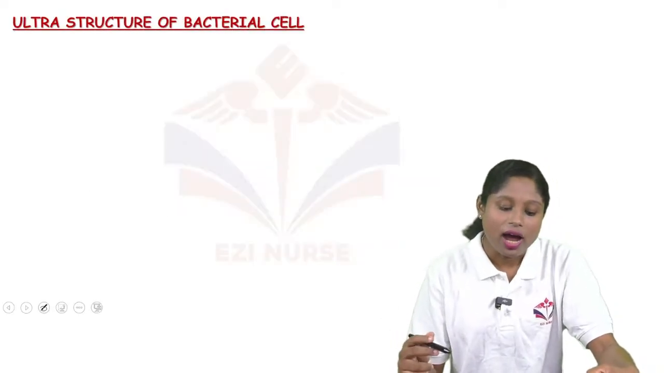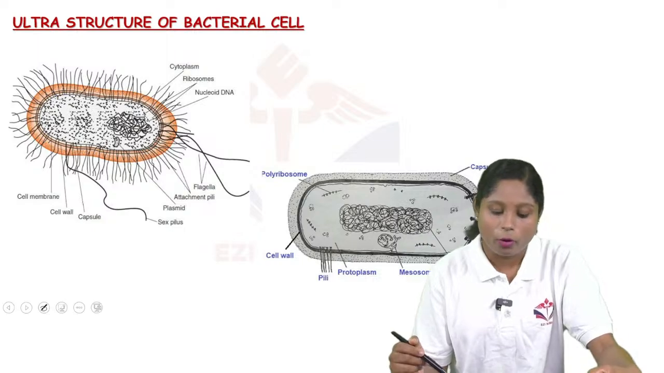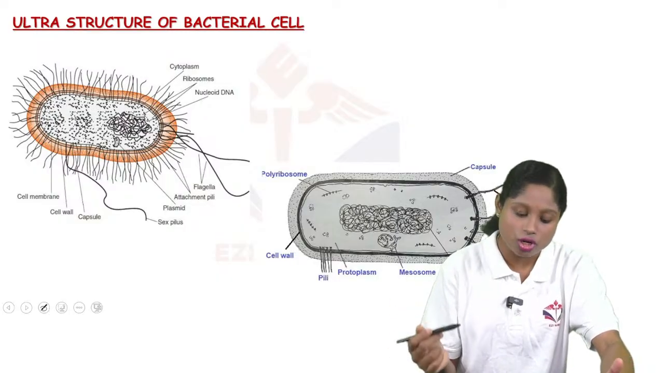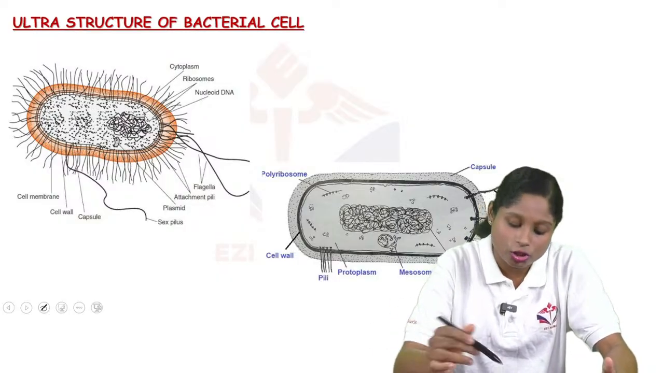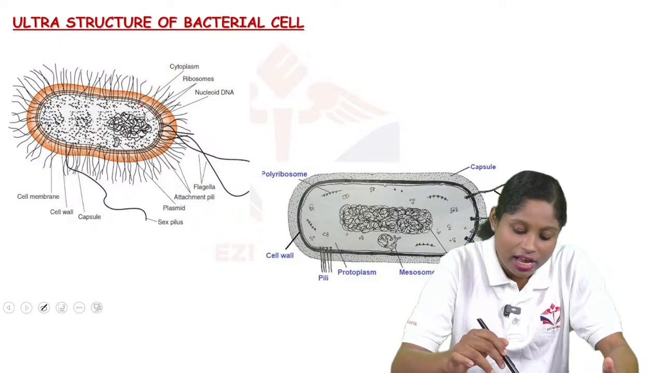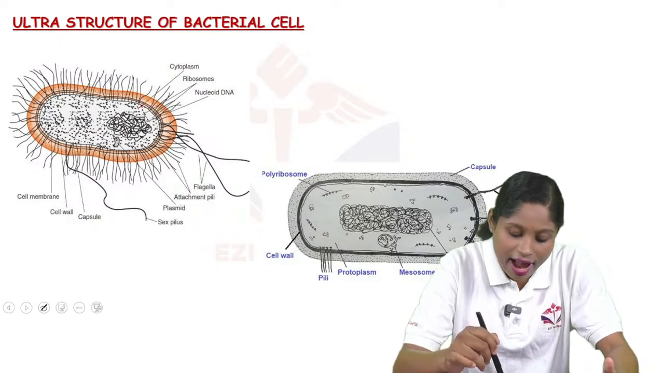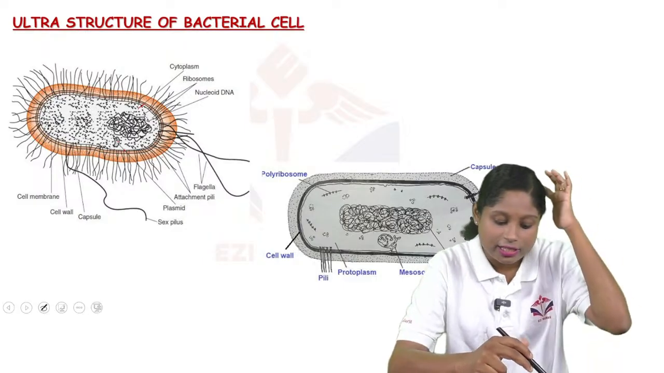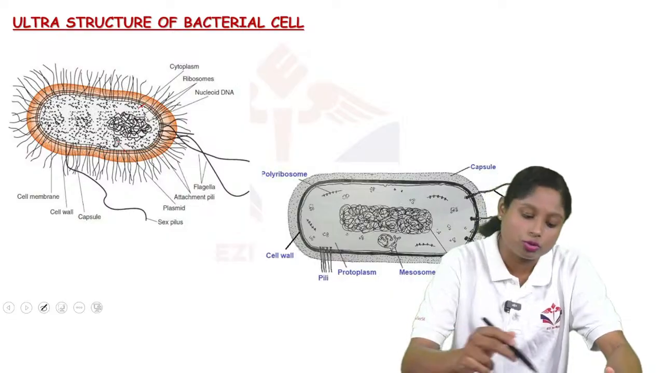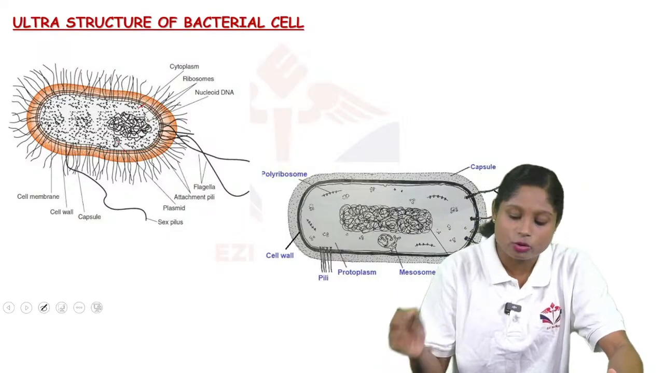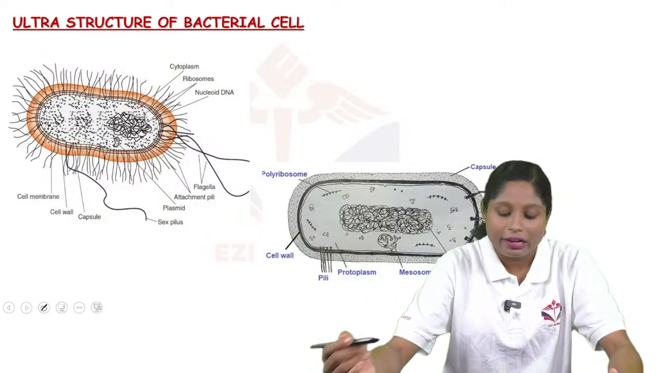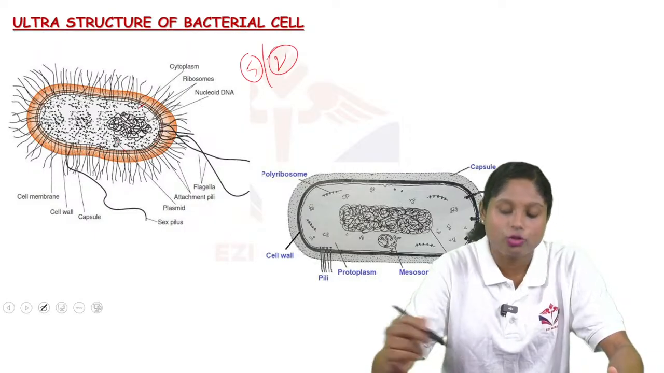Now we will discuss the ultrastructure of bacterial cells. Another important one. There is a chance that the question will come: draw the bacterial cell structure. In the bacterial cell structure, cytoplasm will be present, ribosomes, nucleoid, DNA and flagella. So these are the flagella. Attachment pili will be there, plasmid will be there, sex pilus will be there, cell membrane, cell wall and capsule. So these are the main structures of a bacterial cell. So you need to draw it in your exam. Draw neatly and mark these parts. It will be very helpful for you to score the 5 marks or even the 2 marks.